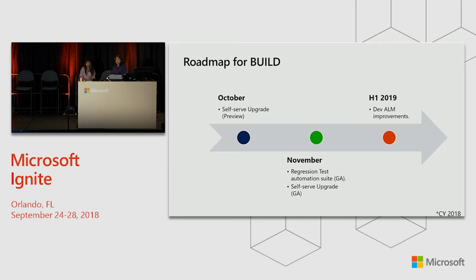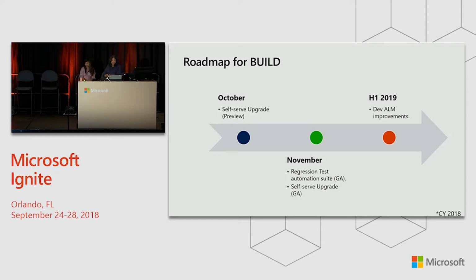There are also several improvements around automated build and uploading the asset packages to LCS. That's, I think, been a much-asked-for feature in the Ideas portal too. So some of those improvements we will bring online in the first half of the calendar year 2019.